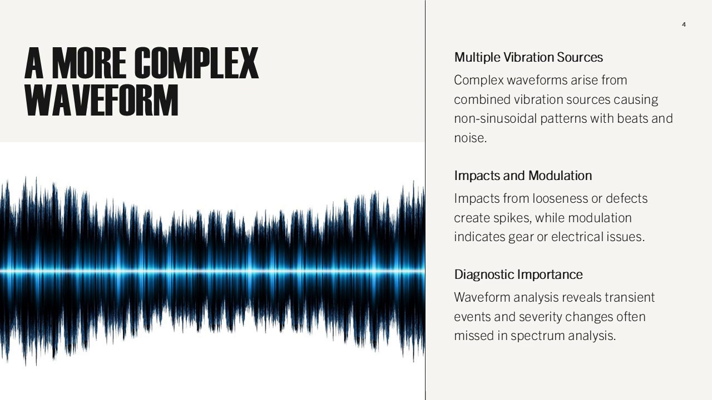For instance, repetitive impacts indicate looseness or bearing faults, while modulation patterns suggest gear eccentricity or electrical issues. By analyzing the waveform, analysts can detect severity changes, identify transient events, and correlate them with machine operating conditions. This level of detail is often lost in the spectrum, emphasizing the importance of waveform analysis for comprehensive fault detection.